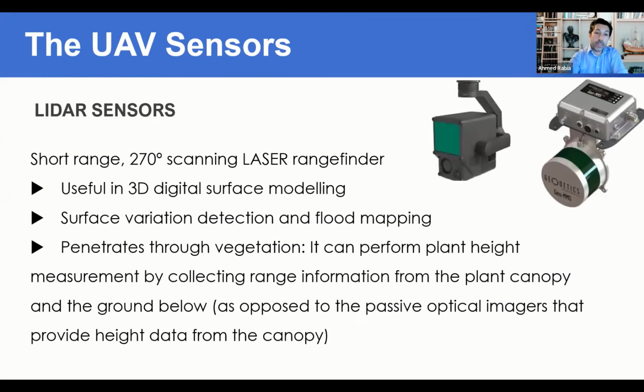Finally, the LiDAR sensor. It's also a recent sensor introduced to the agriculture sector, and it's mainly used for 3D model construction. So we use it normally to construct a 3D model of the object. In agriculture, we can construct a 3D model of the field. This way you can have an idea about the plant height and the plant distribution in the field.